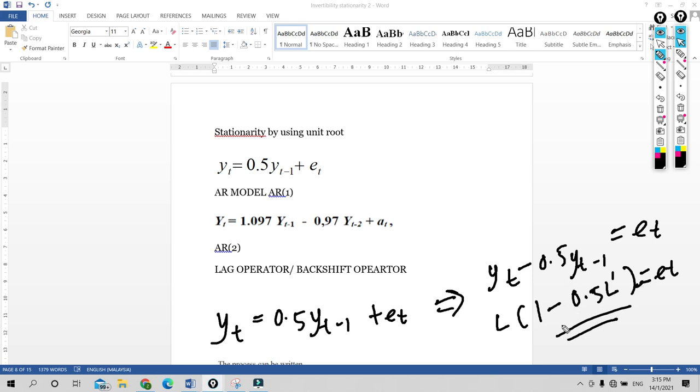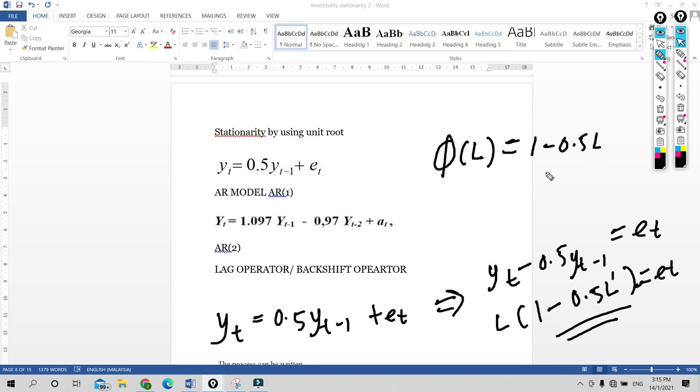So let's say I put here this thing is equal to L. This part is known as a function of theta L, for example. So theta L is equal to 1 minus 0.5 L. Now from here, let's say I change here theta. So let's say I have here theta.